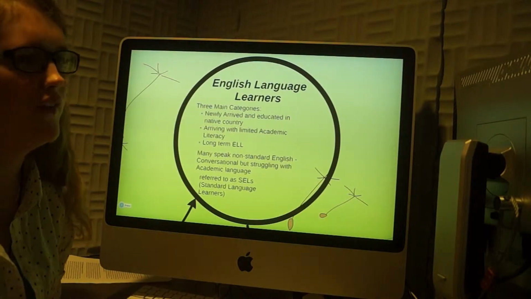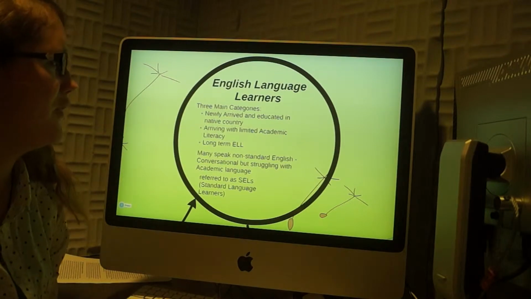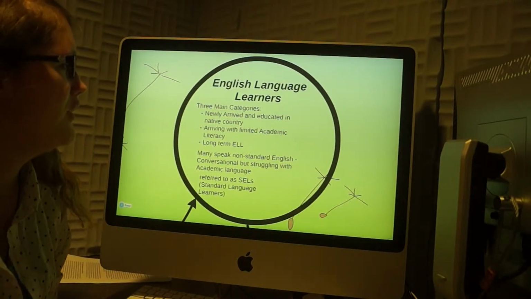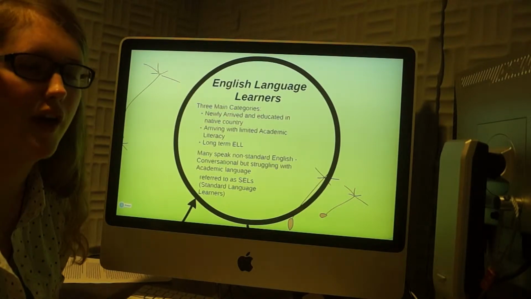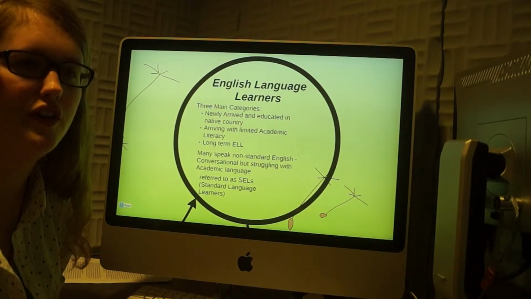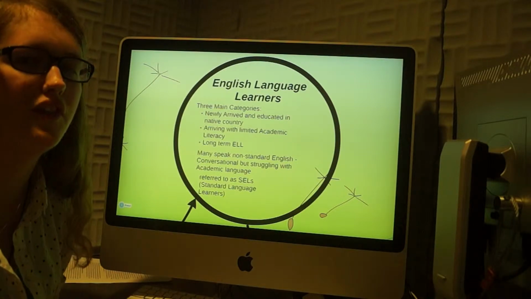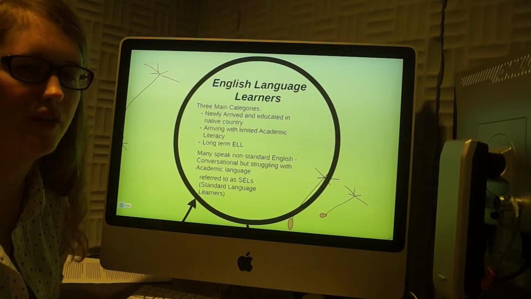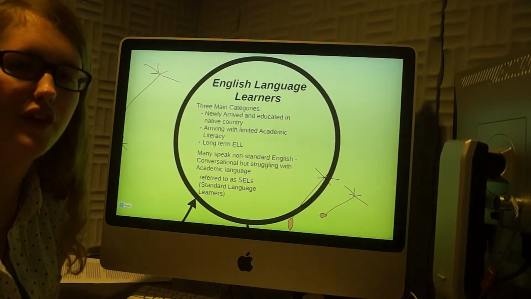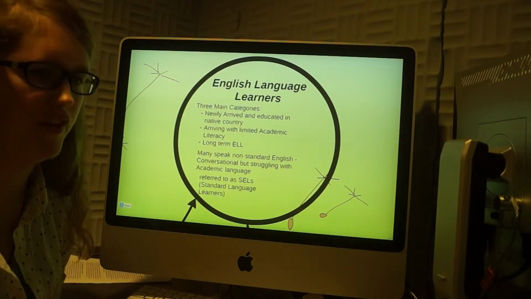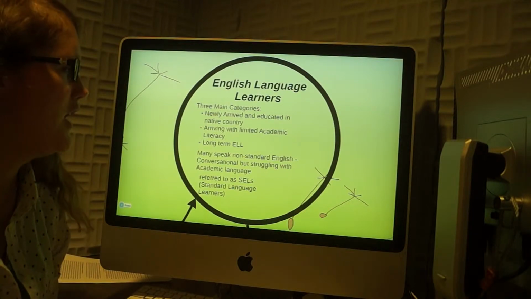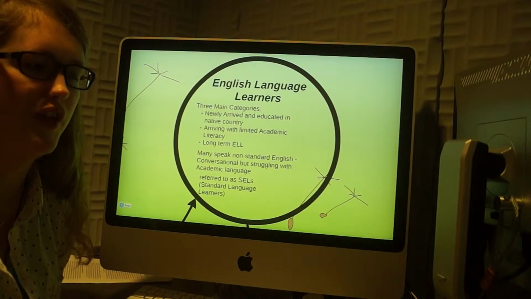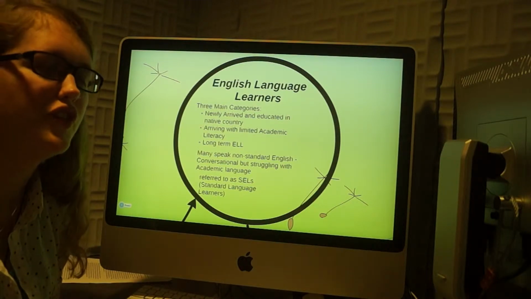So now we have to talk about the English language learner. There's three main types. Of course, there are more, but these are just our main three. There are those who are newly arrived but had education from the country that they came from. So they don't speak English, but they've had education. There's those arriving with limited academic experience, so they're learning the language and trying to catch up academically. And then there's the long-term English language learner who's been in America for a good amount of time, probably 10 years or so at least.